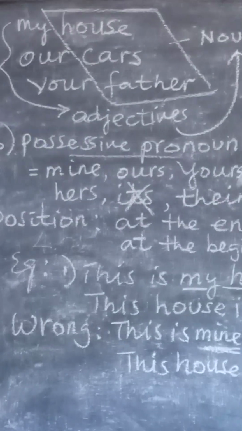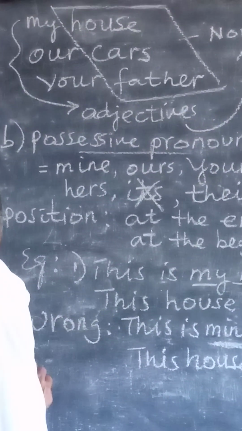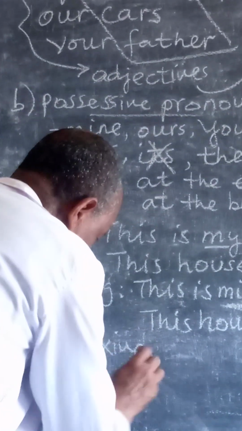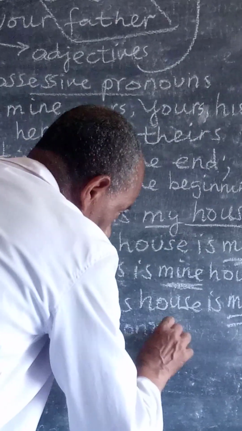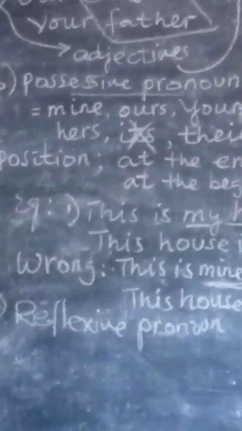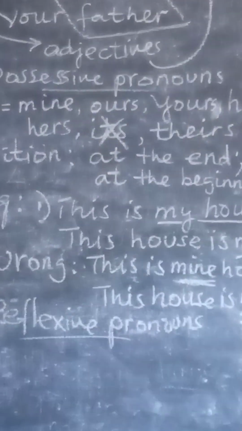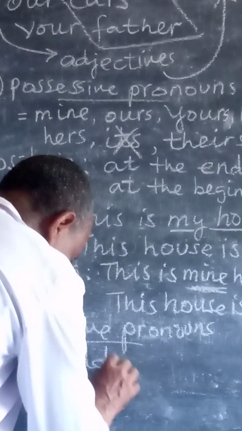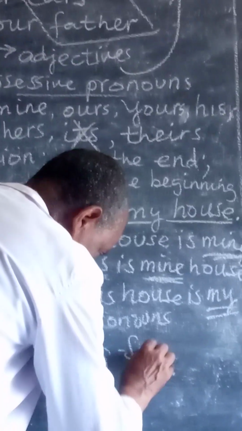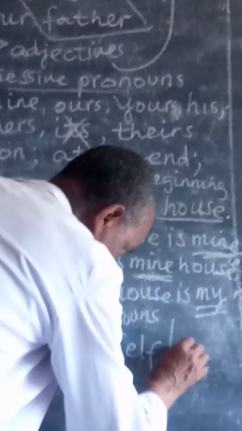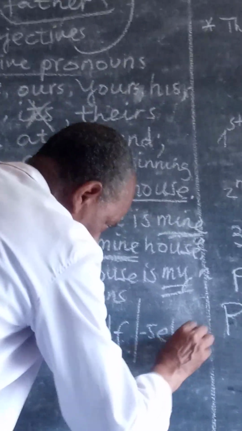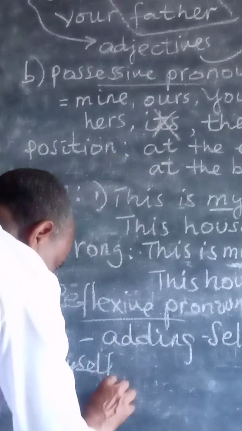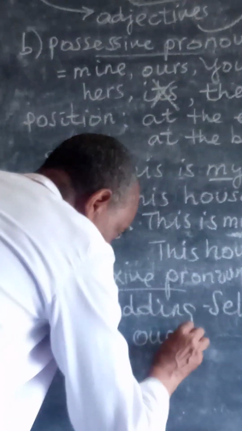The third one is the reflexive pronoun. Reflexive: they reflect. The reflexive pronouns are formed by the use of self or selves, adding self for the singular and selves for the plural. Look: myself, one word. Ourselves.